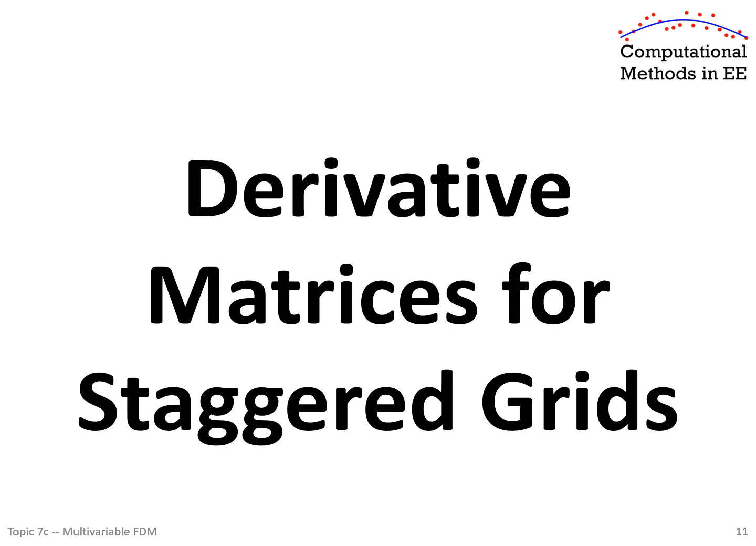So now we understand when we have multiple variables that we need to stagger the grid. This is to have healthier and more accurate finite differences. This affects how we write the derivative matrices on a staggered grid. So let's take a look at this.